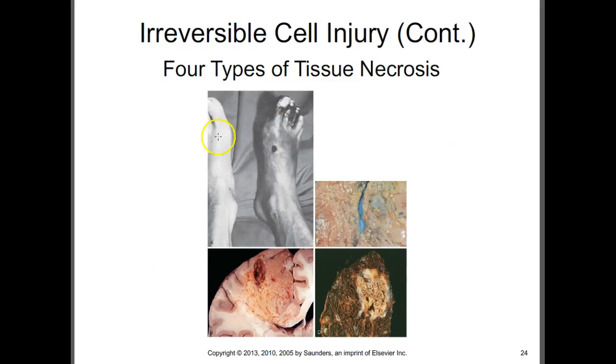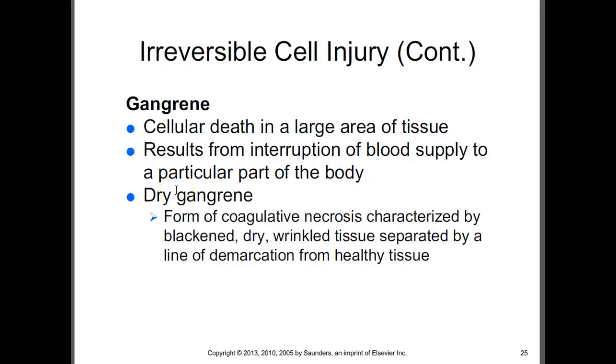So this is gangrene, right? Gangrene is cellular death in a large area of tissue, usually from interruption of blood supply to a particular part of the body. It's a form of coagulative necrosis, usually seen as black, dry, wrinkled tissue, basically dead tissue, demarcated from healthy tissue at a particular point.